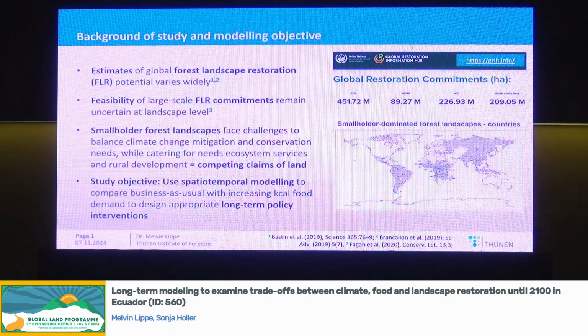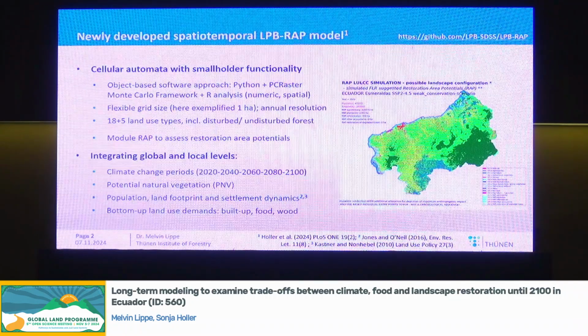So the study objective here was that we wanted to develop a spatio-temporal modeling approach focusing on these smallholder-dominated landscapes. In the case of the PhD study of Sonja Holler, who is the co-author, she focused on restoration area potentials, which we call RAP. It's not hip-hop rap, but it's restoration area potentials. So we developed a spatio-temporal model in Python. It's available on GitHub now. The paper was published in the beginning of this year.